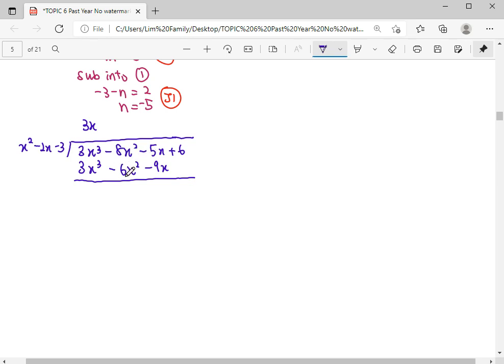Negative 8 minus negative 6. So negative becomes positive. So here also negative becomes positive 9. So it becomes positive x. Then here is 0. 6 minus 0 remains 6. Then we continue. We will still continue because this is quadratic.